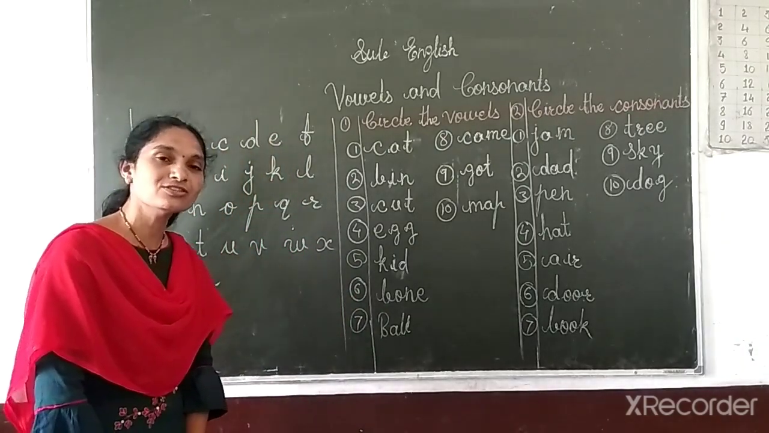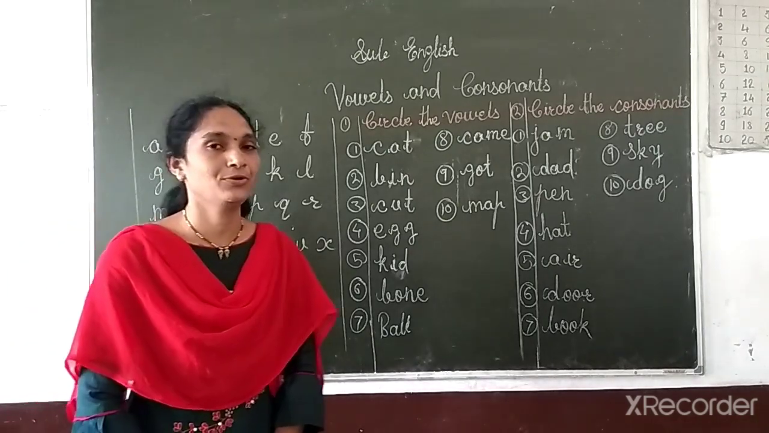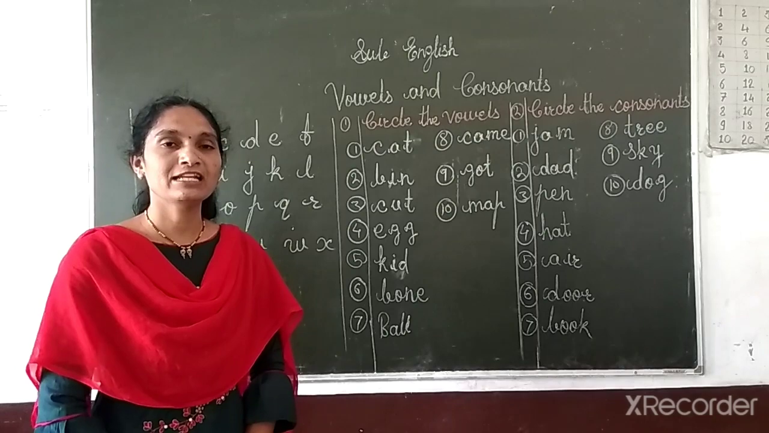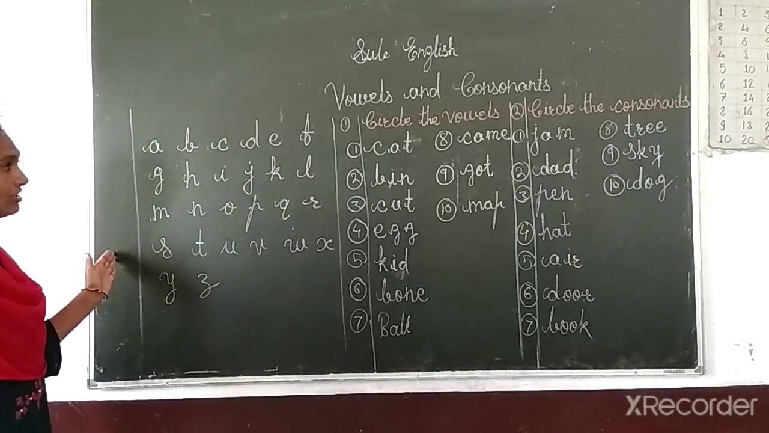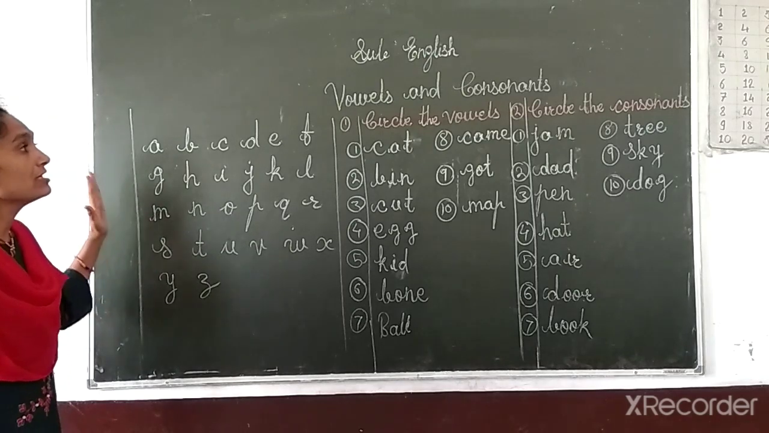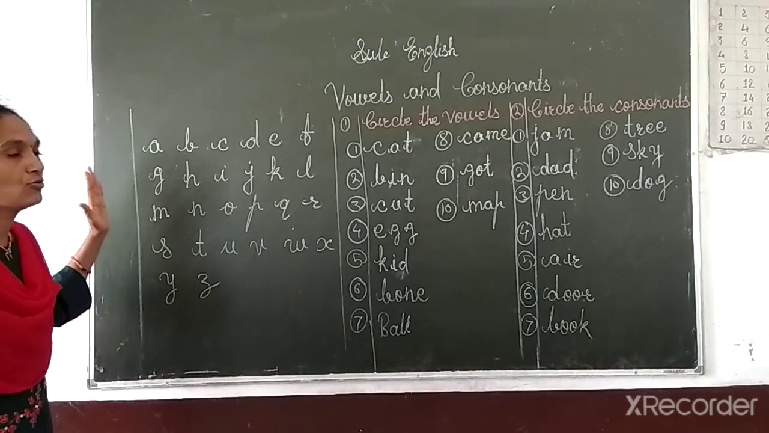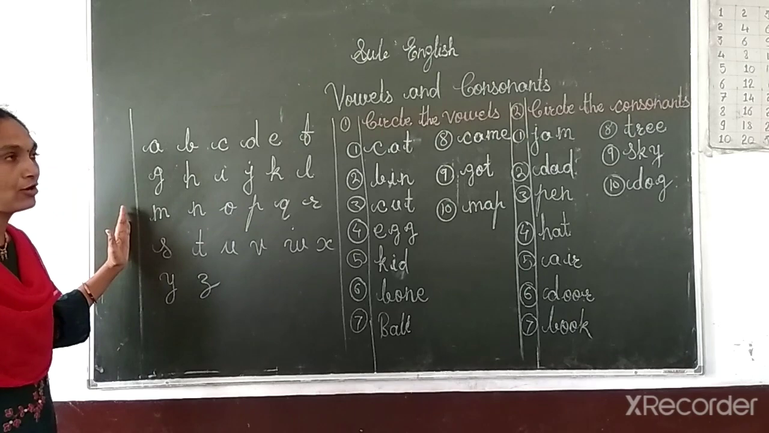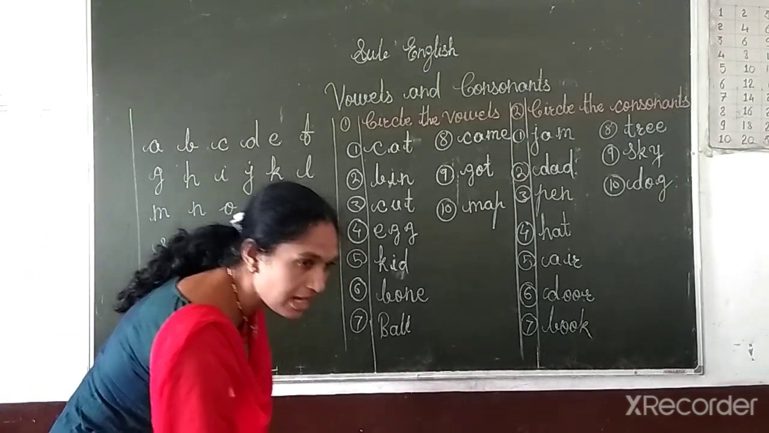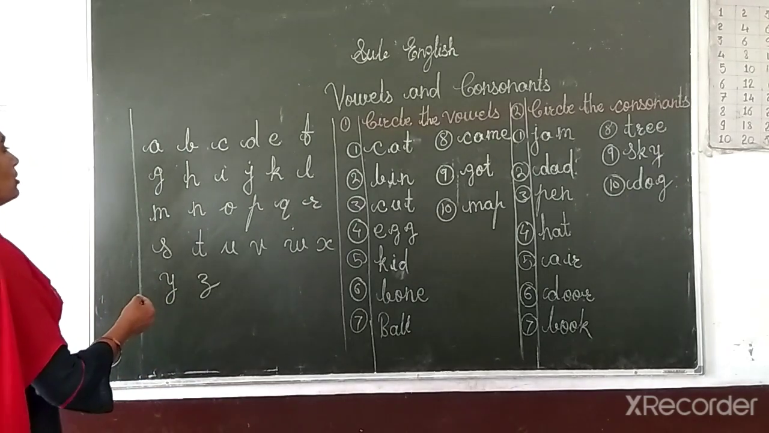Vowels and consonants. Yesterday I told you that there are 26 alphabets in our English language. But of these 26 alphabets, some are known as vowel sounds and some are known as consonant sounds. So which are the vowel sounds? Everyone has to look here.